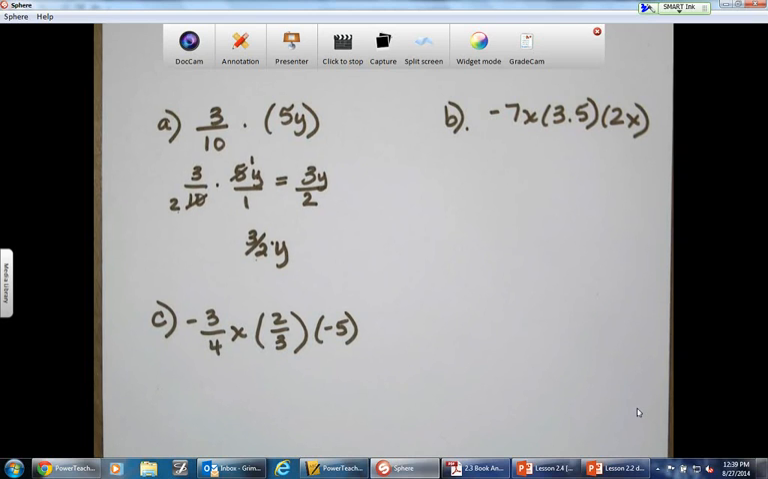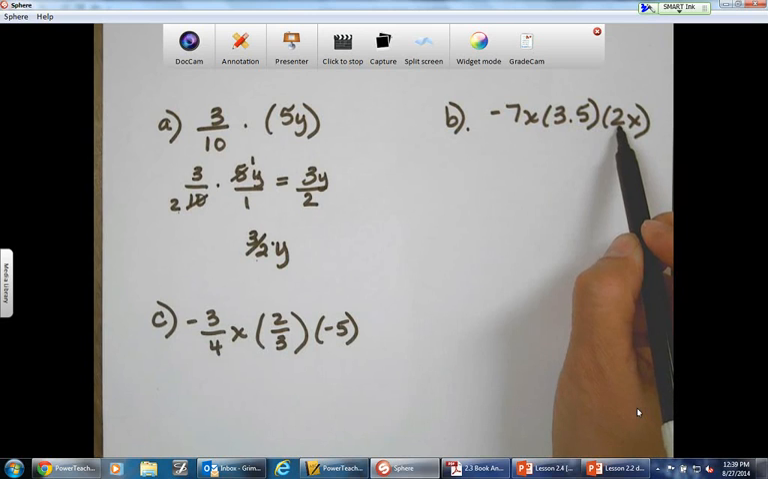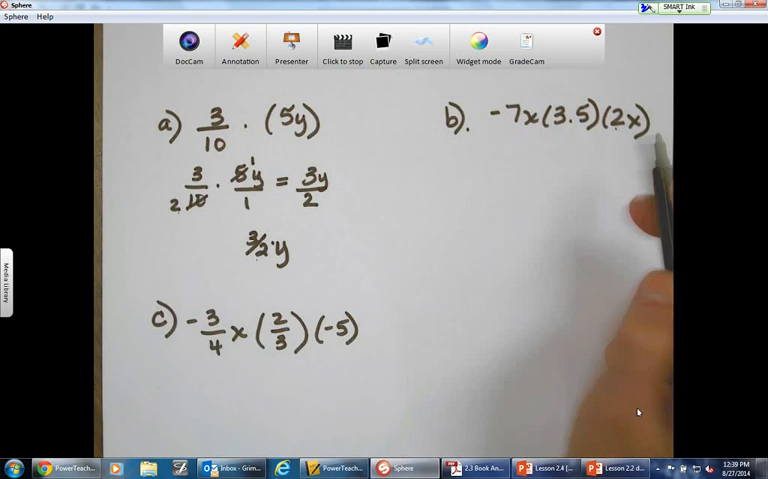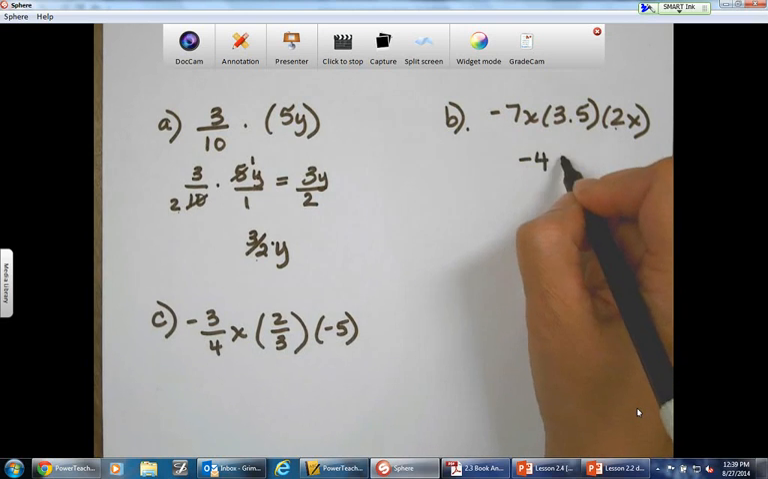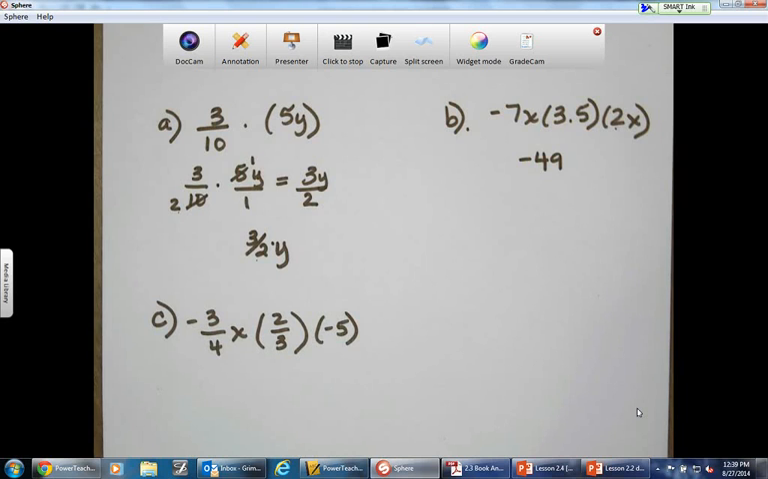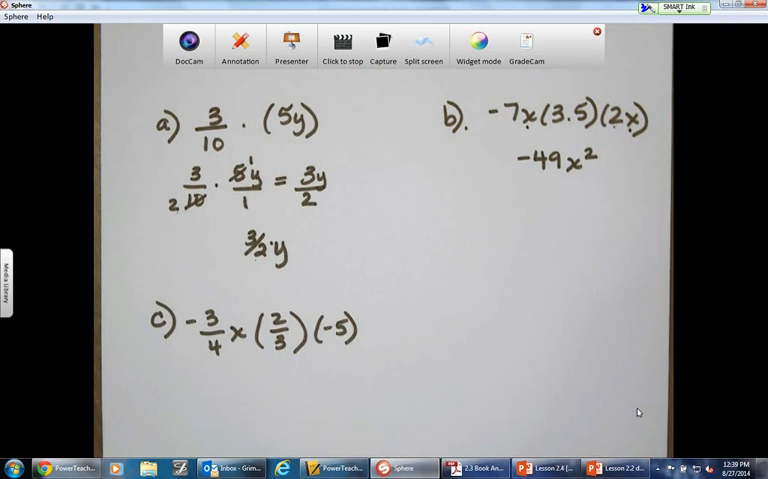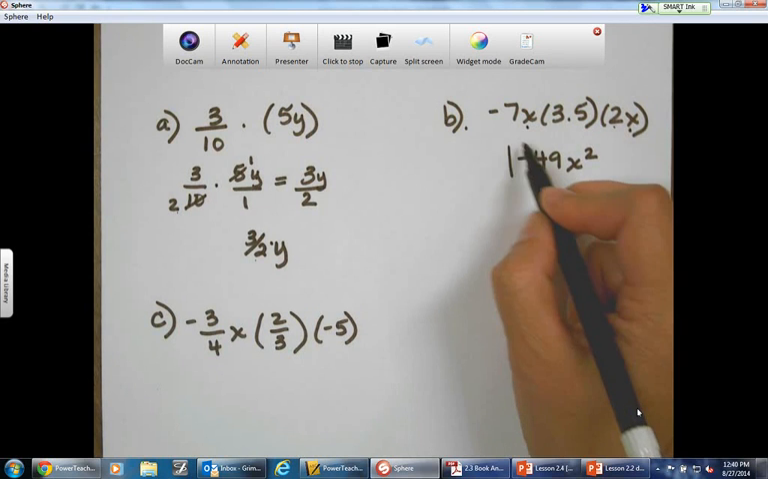Probably what I would do, because I like to do as much mentally as I can, I would go ahead and take 3.5 times 2, because that will give me 7. And then now I can take 7 times negative 7 and get negative 49. And then you guys should remember this from last year. If I have an x times an x, I get x squared. That's not new, right? You guys have seen that before?